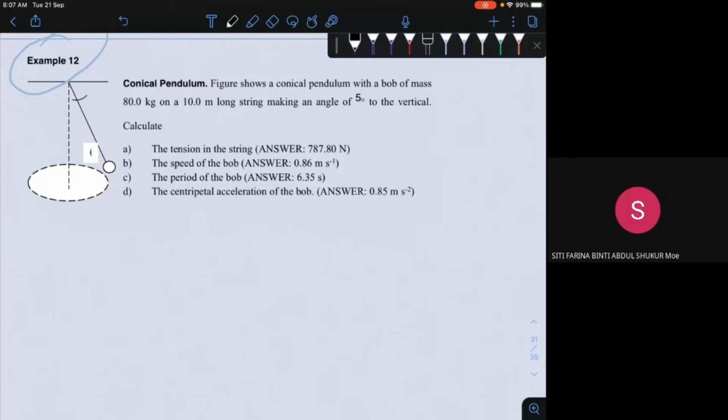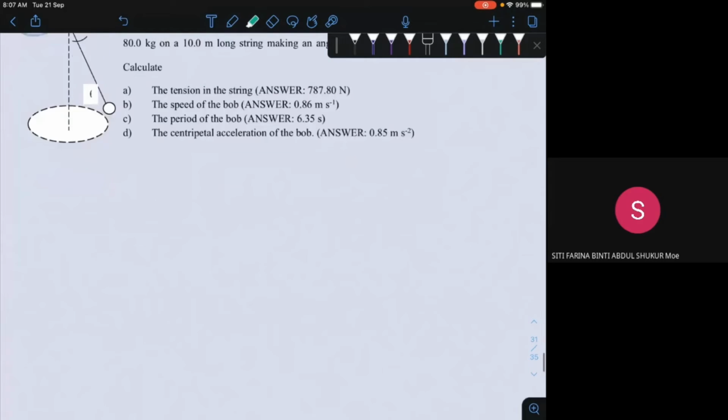So we'll start with example 12. What you have here is a conical pendulum. Kalau kamu perasan untuk soalan dalam chapter 6, almost every question when it comes to question on centripetal force, dia emphasize on the type of the question. Dia akan highlight perkataan contoh macam ini, conical pendulum.